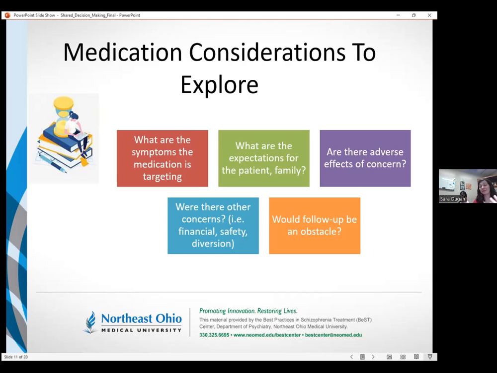Are they worried about the financial status? Is this going to be covered? Is there going to be a safety issue with having some of these medications? Or maybe is there going to be a diversion issue with some of the medications being available? And then is follow-up a potential obstacle? So if we have a complicated regimen that's going to take maybe a few different steps, is that going to be a problem, especially if they have to travel pretty far for some of those follow-up appointments? So that can really get some of the items and issues out on the table so everyone can make a good informed decision moving forward. And so we're all on the same page.